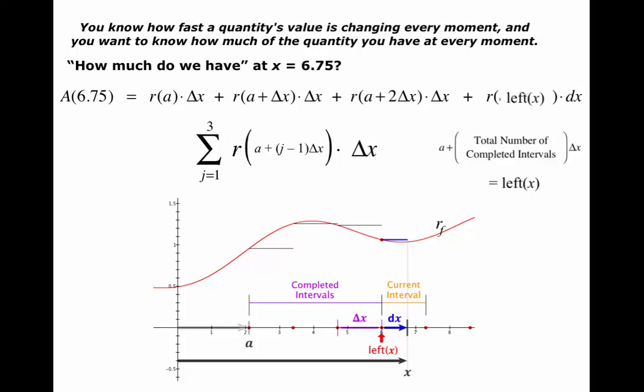So now we know what left is. What is this function left? Going back to our original thing, it's going to be the value of a plus all the completed intervals times delta x gives us that value left of x. So we know how to do this mathematically now. The total number of completed intervals is the floor of x minus a over delta x.